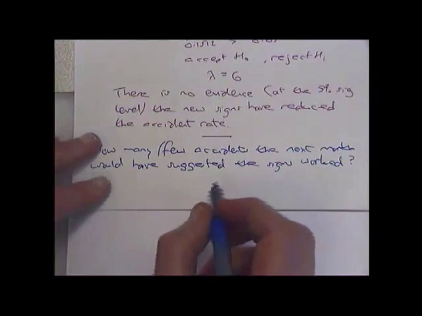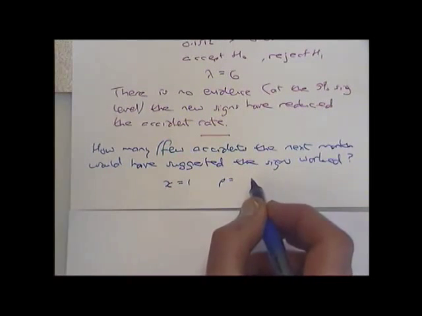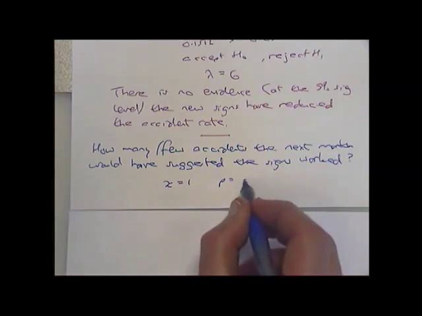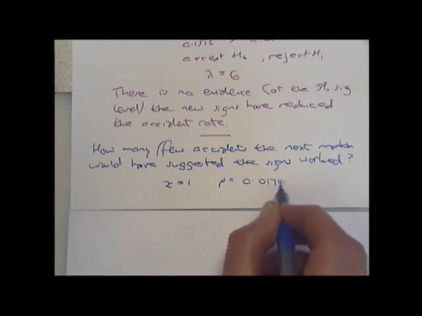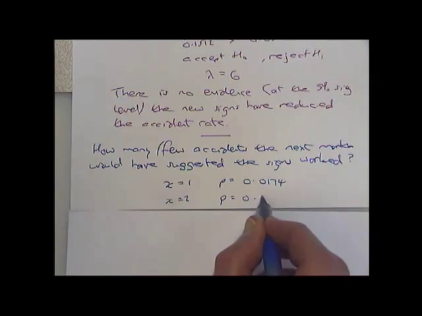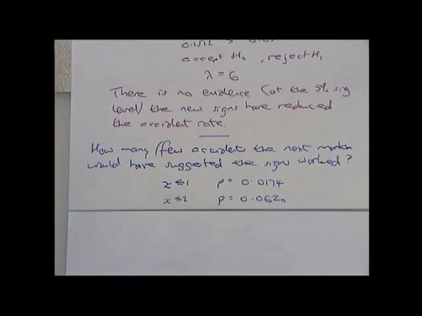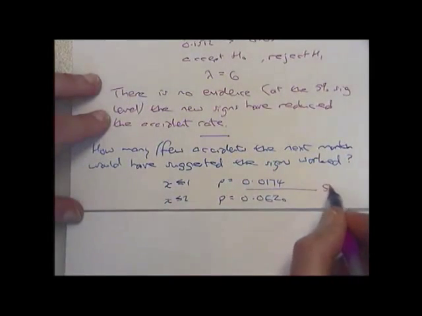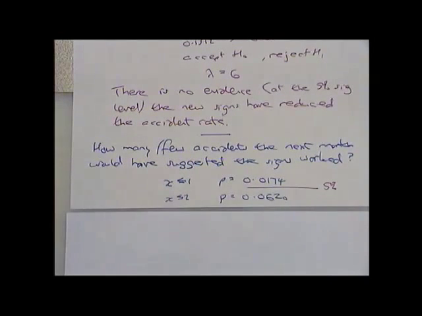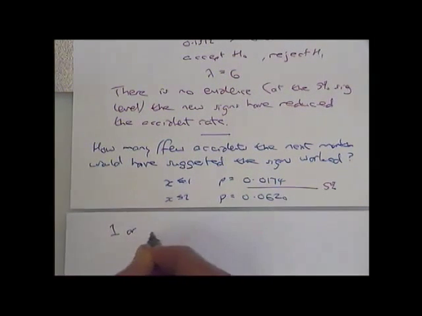If we do an extract from the tables, when x is 1, the probability is 0.0174. When x is 2, the probability was 0.0620, and these are less than or equal to, so I ought to put that there. Our 5% level is between those two, so we would only have rejected H0 at the 5% level if there had been one or fewer accidents. So the answer to that question is one or fewer accidents.